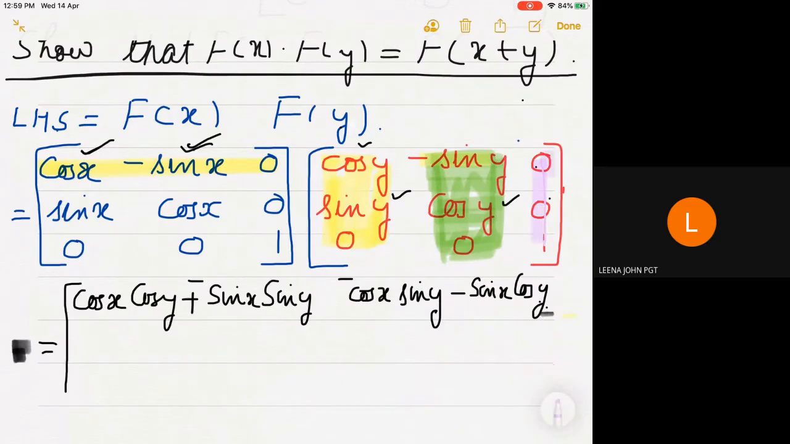The third column is 0, 0, 1. So now you can multiply that. You can see that cos x into 0 is 0, plus minus sin x into 0 is 0, plus 0 into 1 is 0. So finally you are getting the last one as 0. So the first row we have multiplied with every column of the second matrix. Okay. Next we will come to the second row.